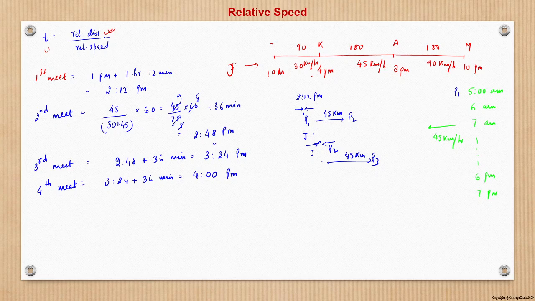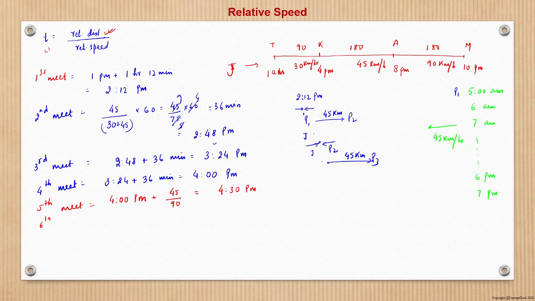The fifth train is 45 kilometers away, but the relative speed has now changed, because at 4 p.m. the speed of the passenger train is 45 kilometers per hour, and the speed of the Jodhpur is also 45. So relative speed is 90. 45 by 90. So the fifth meet will be nothing but 4 p.m. plus 45 by 90, which is nothing but 4:30 p.m. Right, 4:30 p.m.